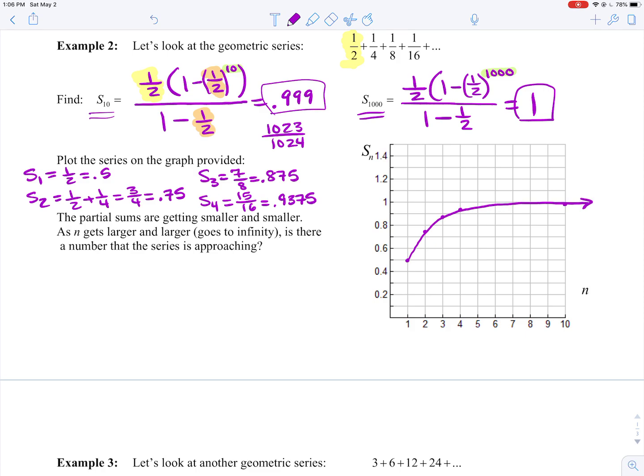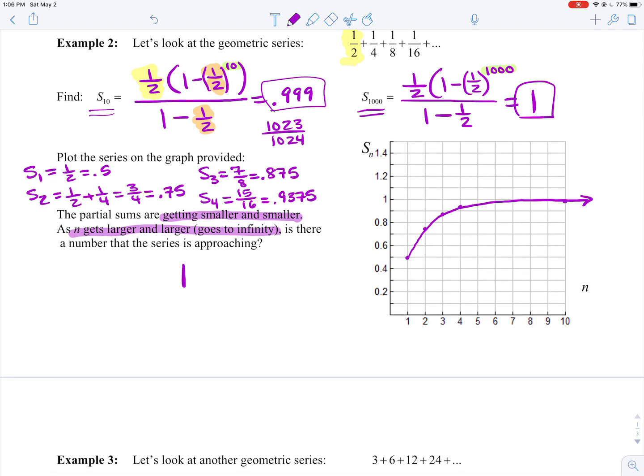So you can kind of see, this almost relates to our asymptotes. It's getting really, really close to that 1. And in this case, it hits the 1, but it's never going to cross the 1. And so as n gets larger and larger, goes to infinity, the partial sums of the series are approaching one value. And in this case, it's approaching 1.